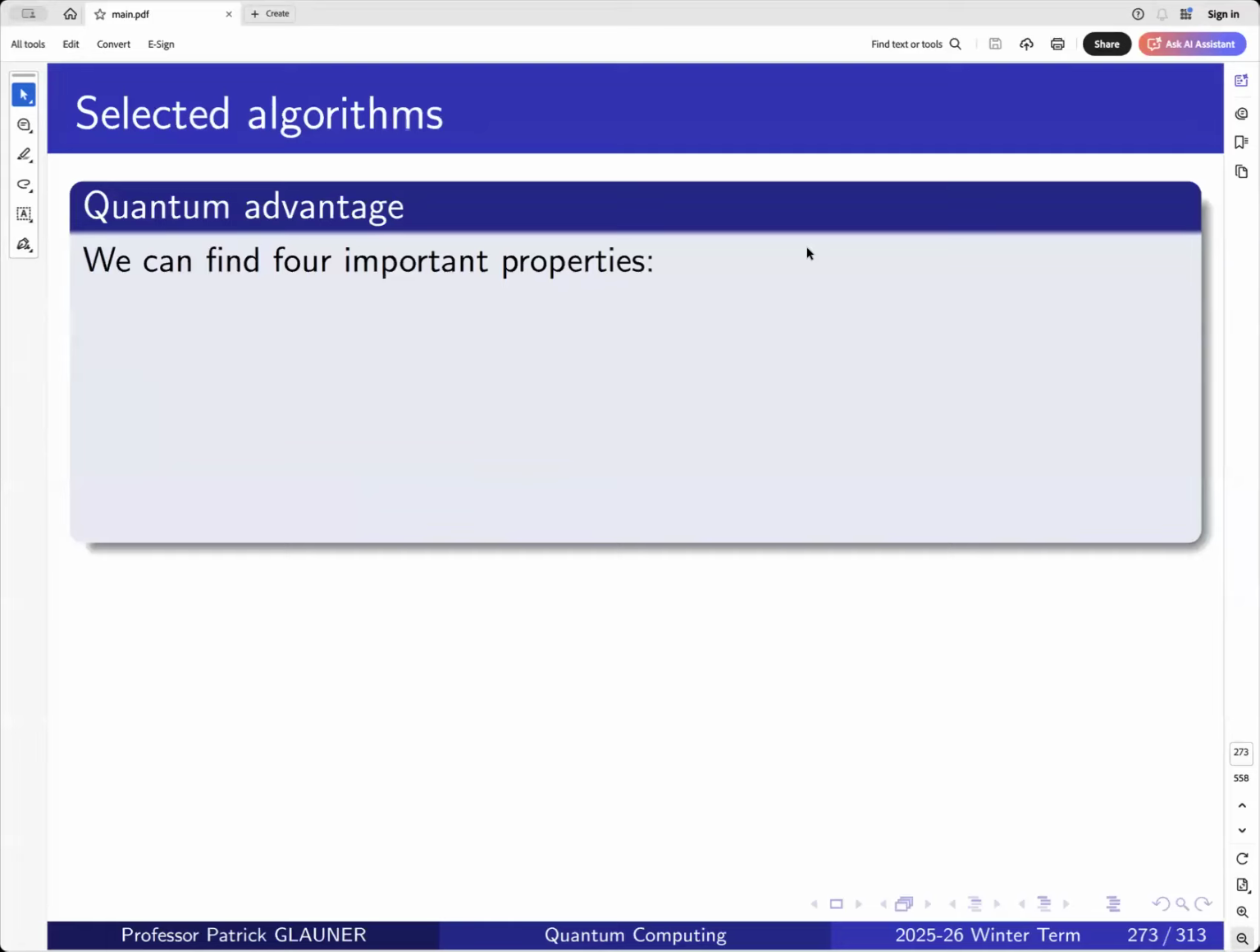Now, let's compare these algorithms. We've looked at Deutsch, Deutsch-Jozsa, as well as Grover's and Shor's. When we want to compare these algorithms and assess them, I have four properties here that we want to look at. The first property we call performance. Performance here doesn't mean speed, but in this context it means that the algorithm solves a task well, so that the algorithm solves the task it's supposed to solve.